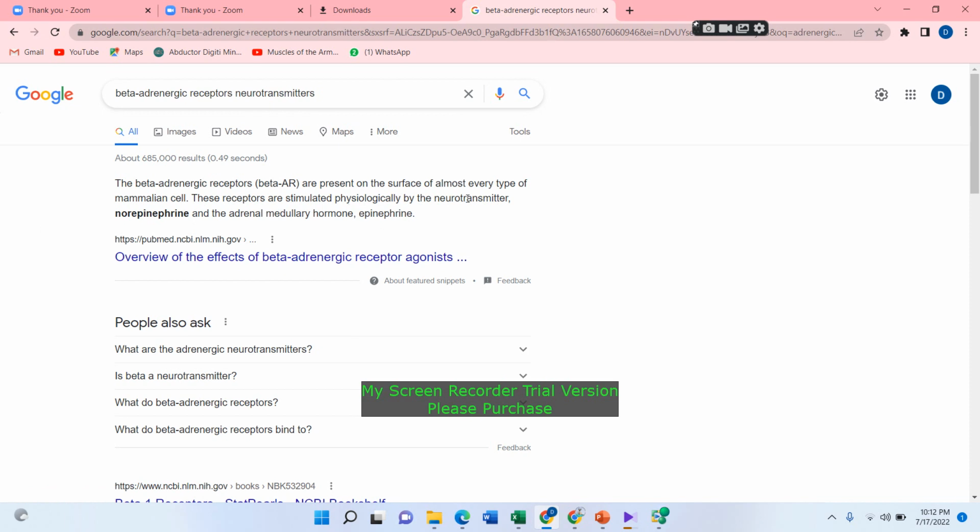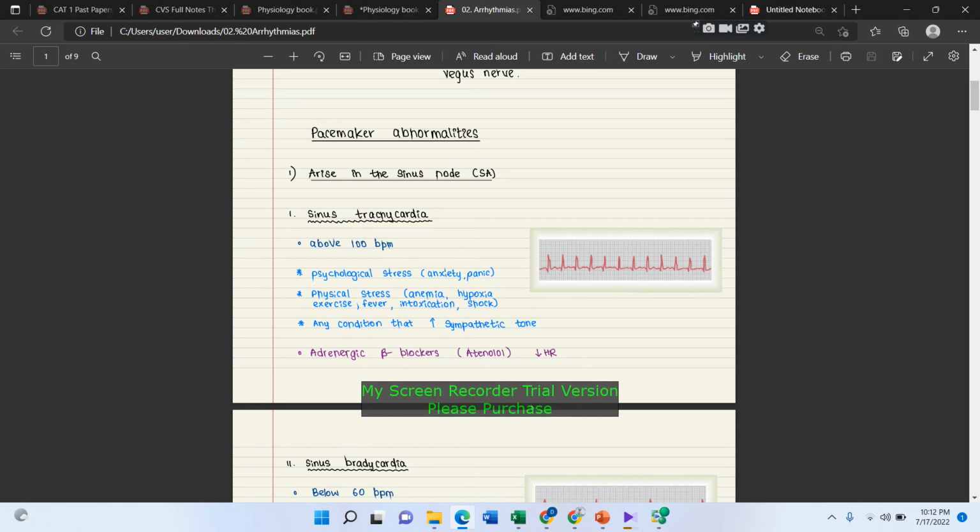These receptors are stimulated physiologically by the neurotransmitter norepinephrine and the adrenergic medullary hormone epinephrine. Fine, so let's get back to our lesson. These adrenergic beta receptors are sympathetic receptors found in the cardiovascular system, central nervous system, pulmonary system, and almost every mammalian cell.